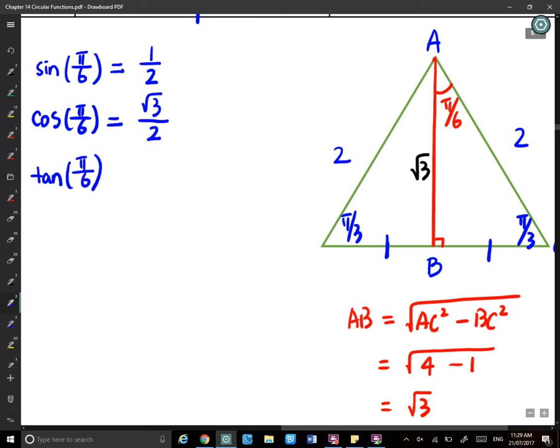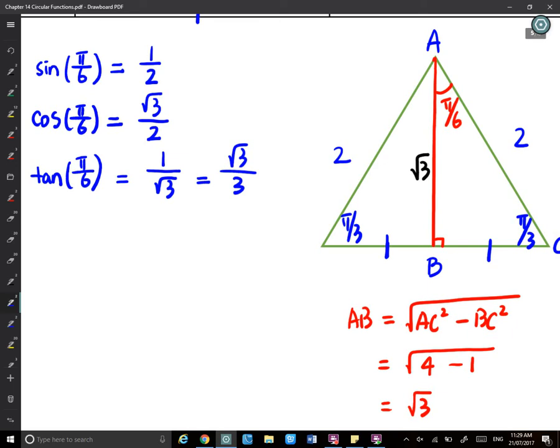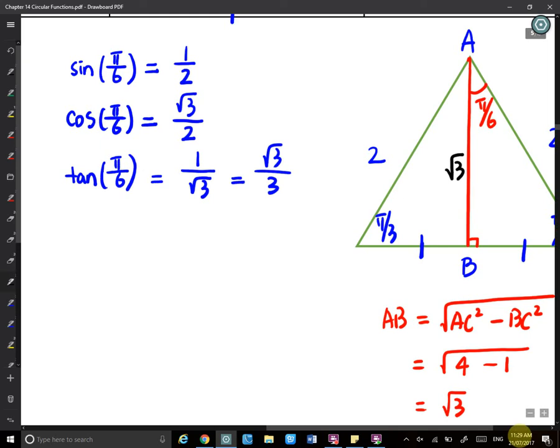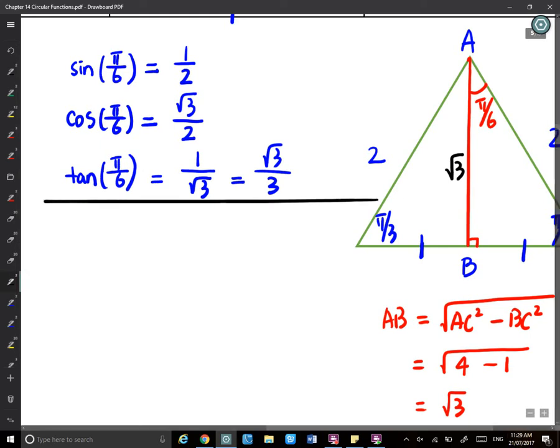And I have tangent pi on 6. Tangent pi on 6 will be the opposite, which is 1, over the adjacent, which is root 3. So it's 1 on root 3. And I'll rationalize that, which is root 3 over 3, times root 3 on both top and bottom, which is root 3 over 3. That's how I figure out the sine, cosine, and tangent value for pi on 6.